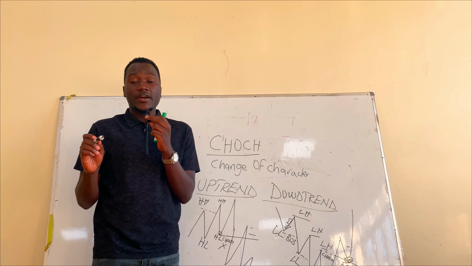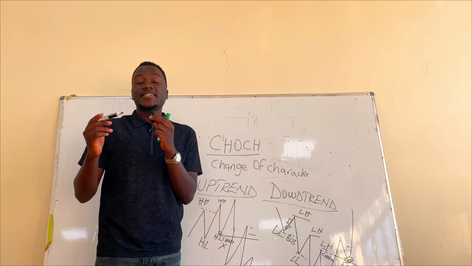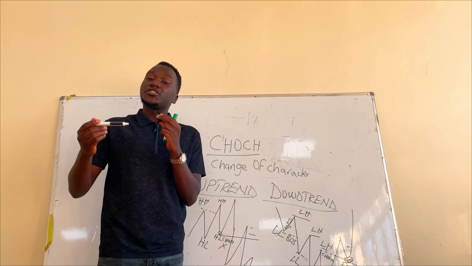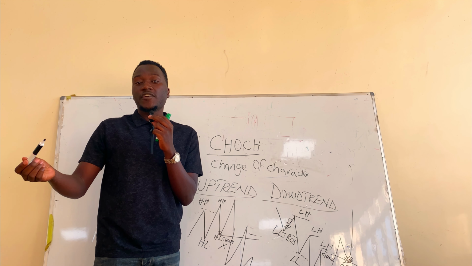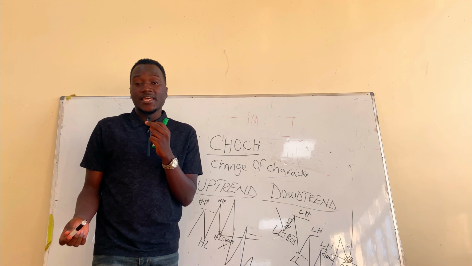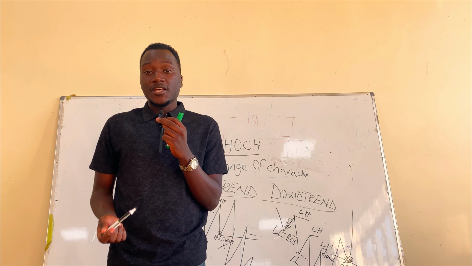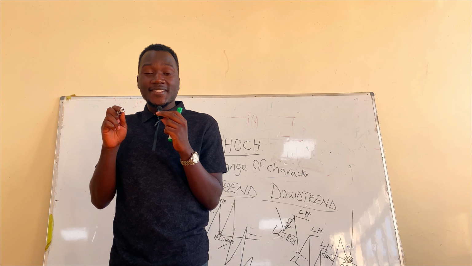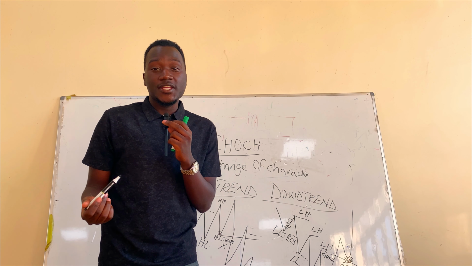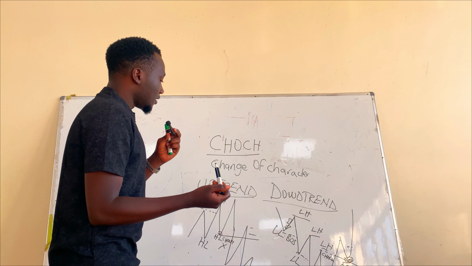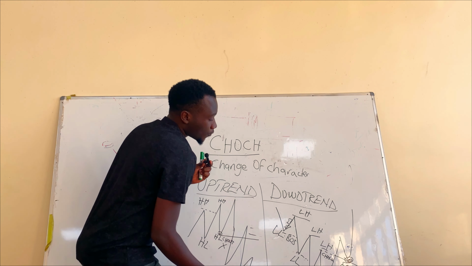So a change of character is as important as a break of structure, because a change of character is showing you that I'm now changing direction. If I was in a downtrend, look for buys. If I was in an uptrend market, now look for sells. So it is that signal that spikes the movement of the change of direction. Now, the moment you apply that into your trading, it is going to give you clarity. It is going to give you the vision. It is going to show you that you need to understand these two.